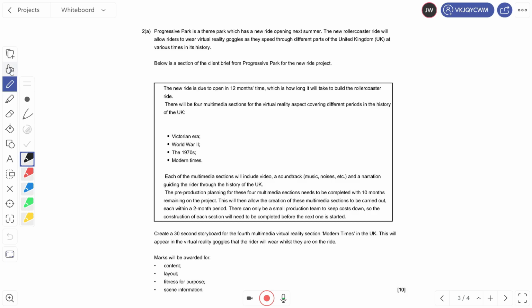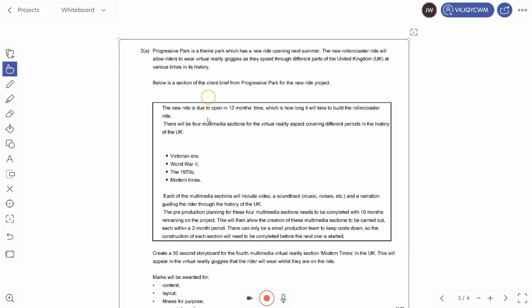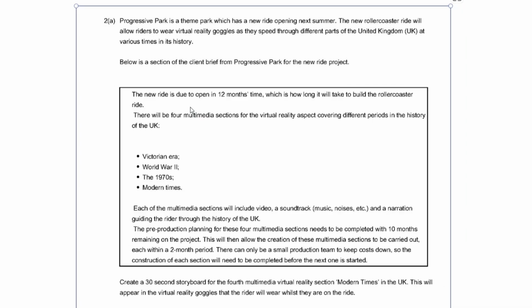Okay, so here is number 2. Let me zoom in a little bit on it. So you've got in this one, Progressive Park is a theme park which has a new ride opening next summer. The new roller coaster ride will allow wearers to ride using virtual reality goggles and speed through different parts of the UK. Now I'm not going to go through this in too much detail.